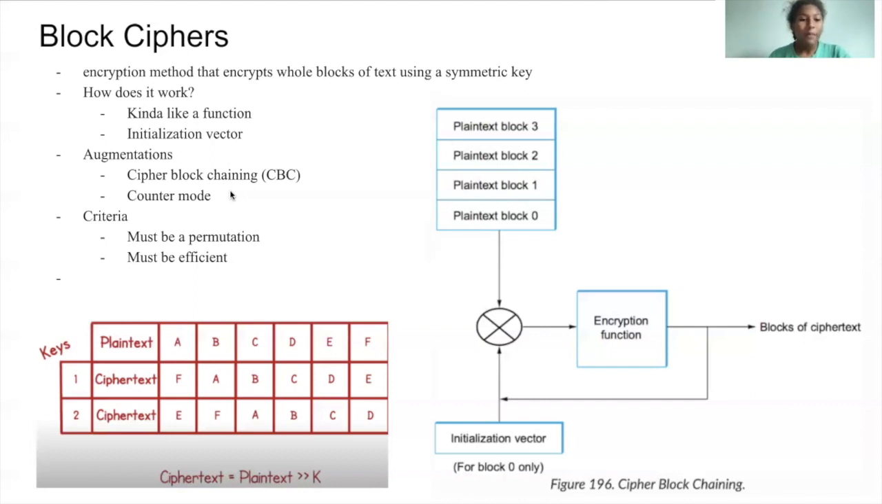So the criteria to make a block cipher is that it must be a permutation, meaning that whatever is done needs to be able to be undone. And of course, this makes sense because once you encrypt something, you also want someone to be able to decrypt it. People are supposed to read the file.